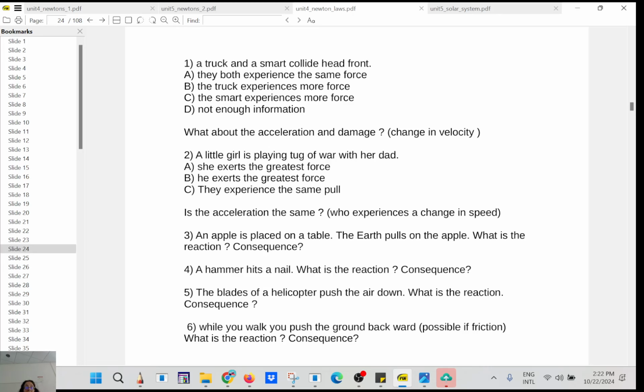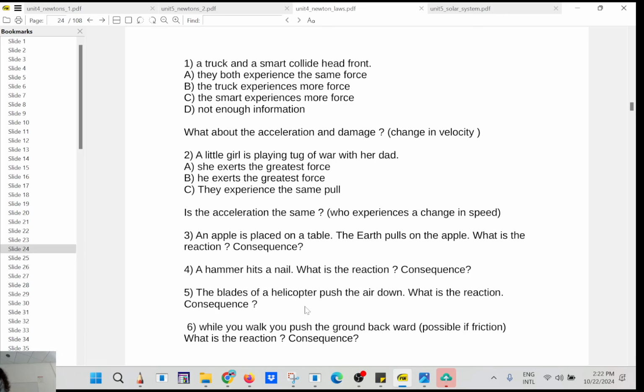Opposite, like switch hammer and nail. So then the nail will push back on the hammer, or hit back, and the hammer will stop. The blades of a helicopter push the air down, so the air is pushing the helicopter up. And the helicopter has a special design to make it as efficient as you can.